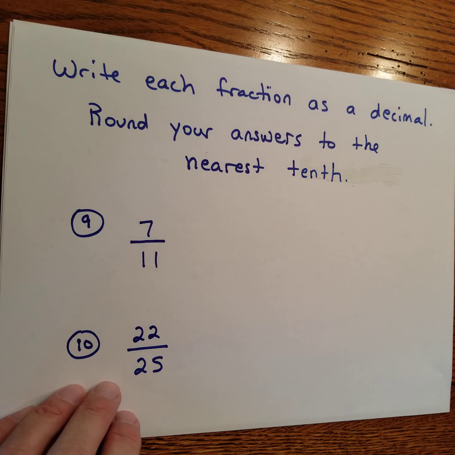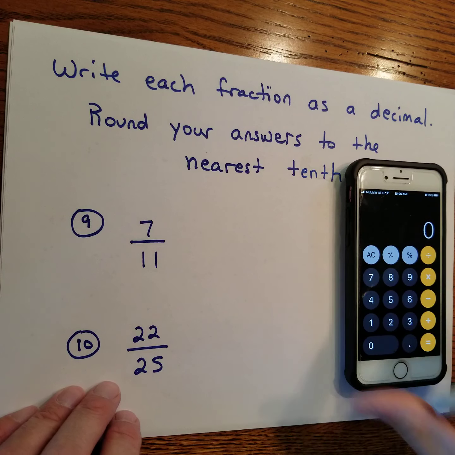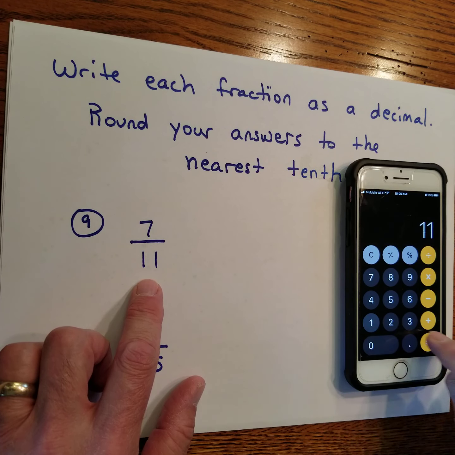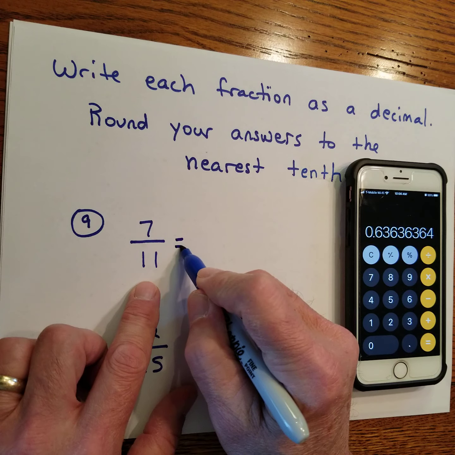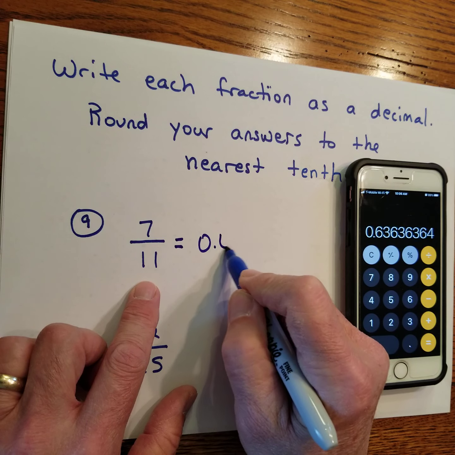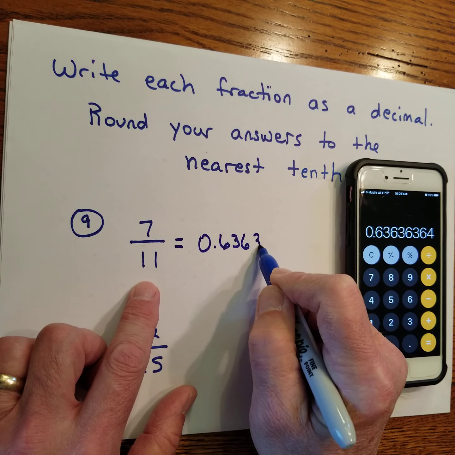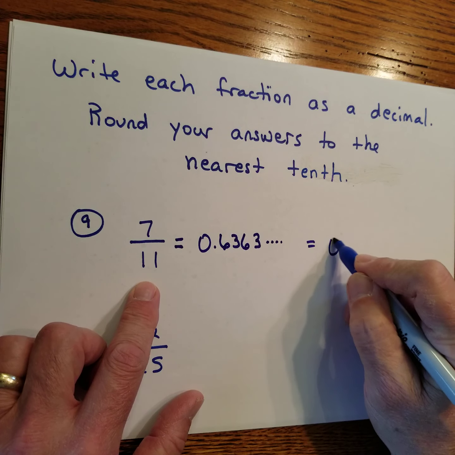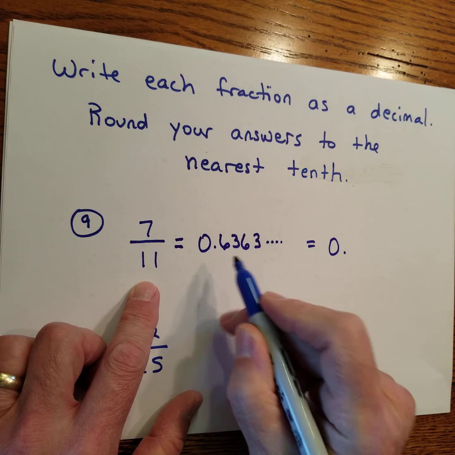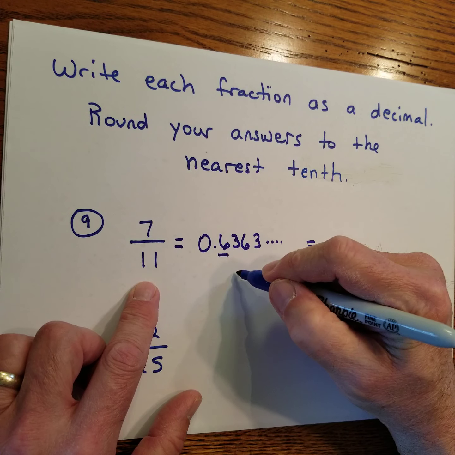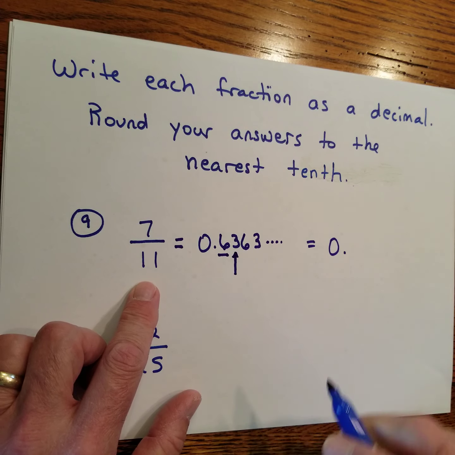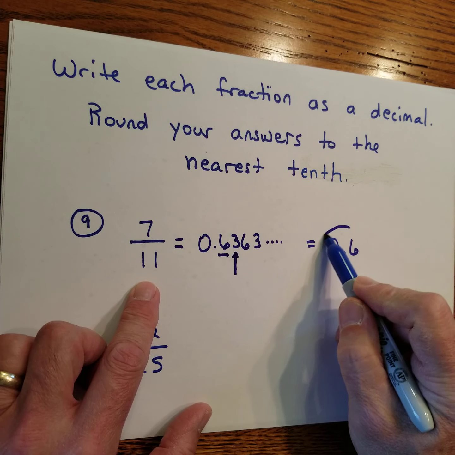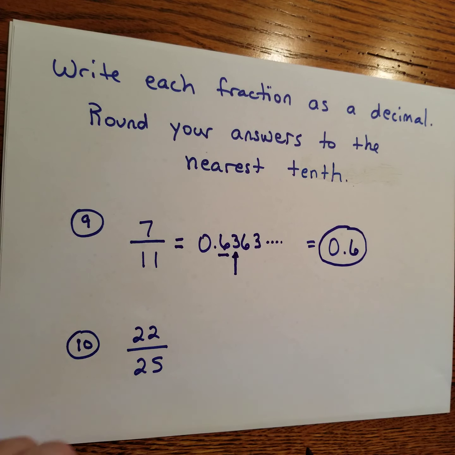To change a fraction into a decimal, we'll start by dividing the numerator, 7, divided by the denominator, 11. And I get 0.6363 repeating. Now my final answer is to be rounded to the nearest tenth. That's one place value. So I check this place value, and since that 3 is small, that remains 0.6. There's the correct answer, rounded to the nearest tenth.